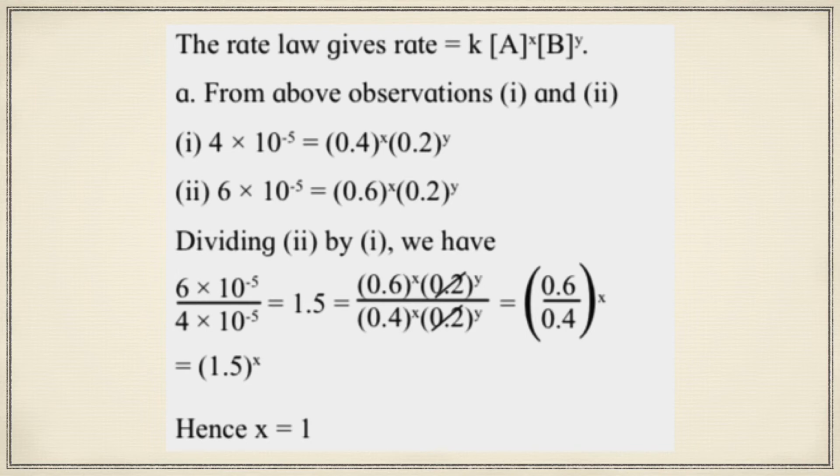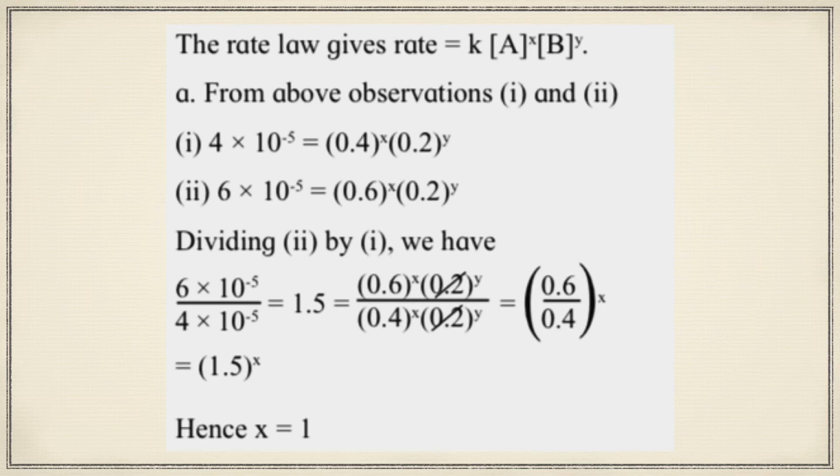Now from observations 1 and 2, I can write it as what? The first one: 4 into 10 raised to minus 5 is equal to 0.4 raised to X into 0.2 raised to Y, where 0.4 is the concentration of A, 0.2 is the concentration of B, and 4 into 10 raised to minus 5 is the rate. Similarly, I can write the second observation as 6 into 10 raised to minus 5 is equal to 0.6 raised to X into 0.2 raised to Y.